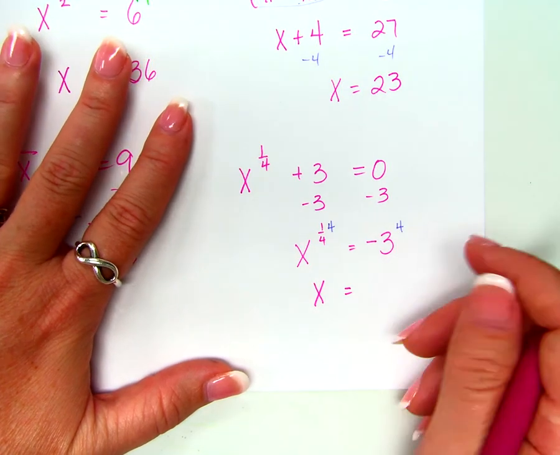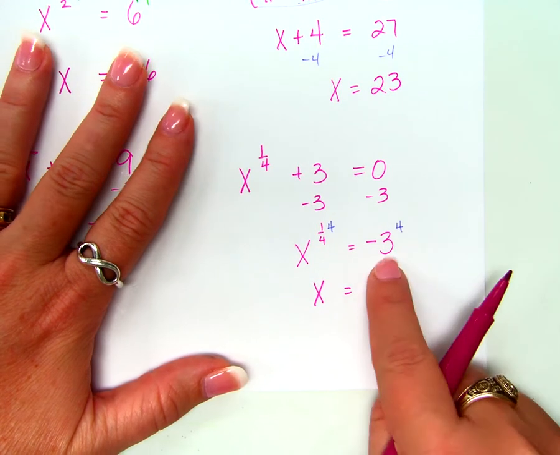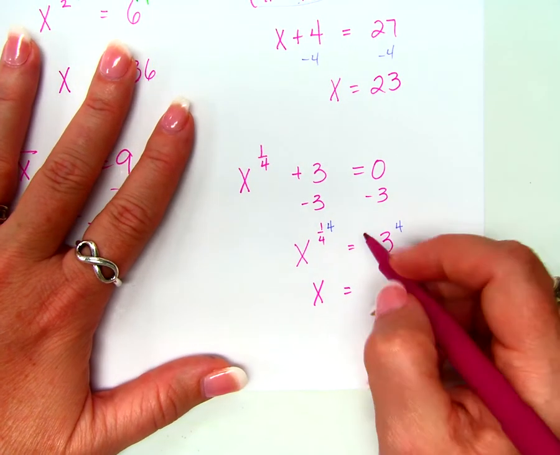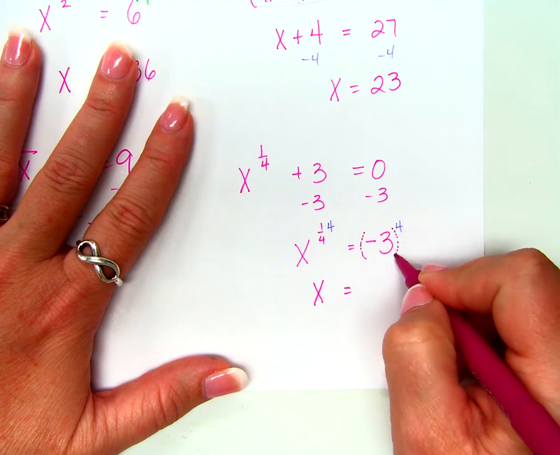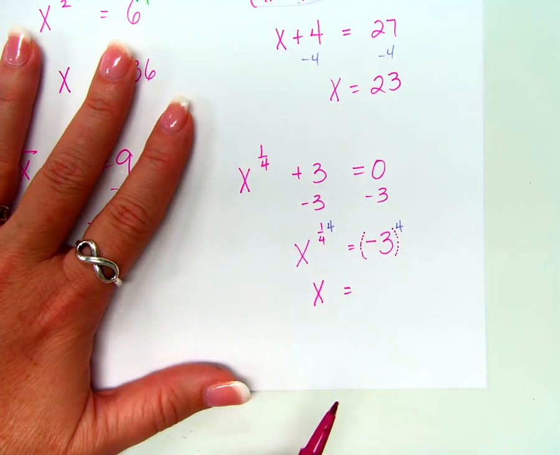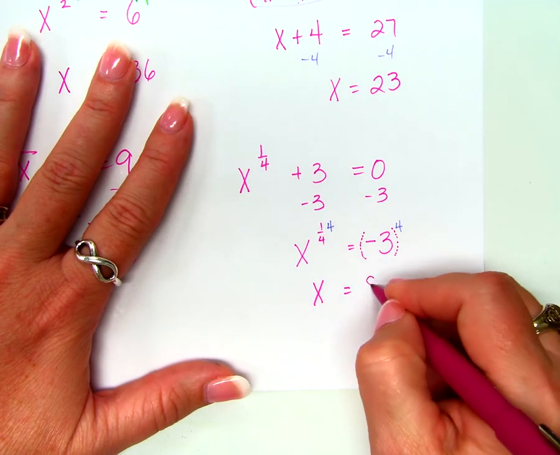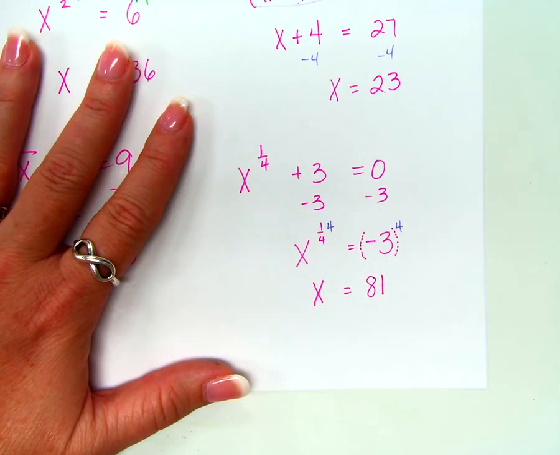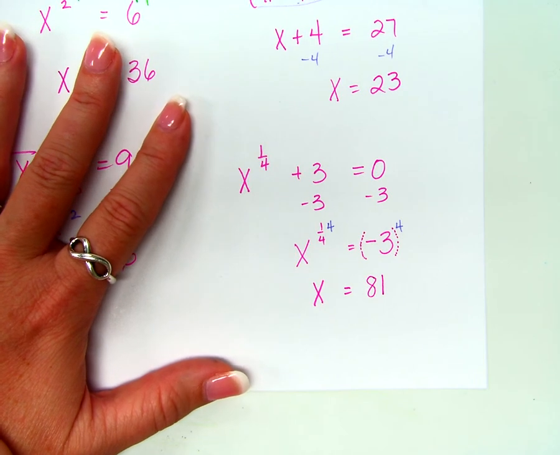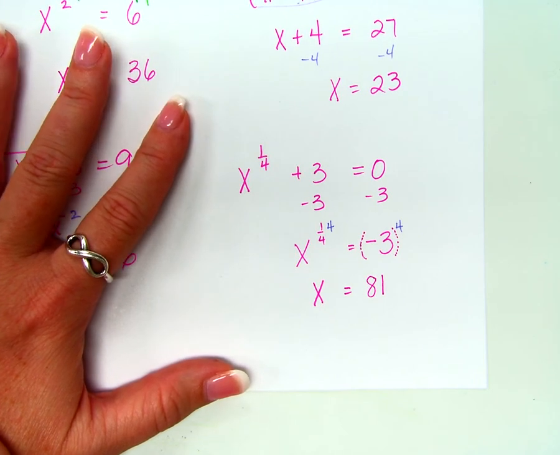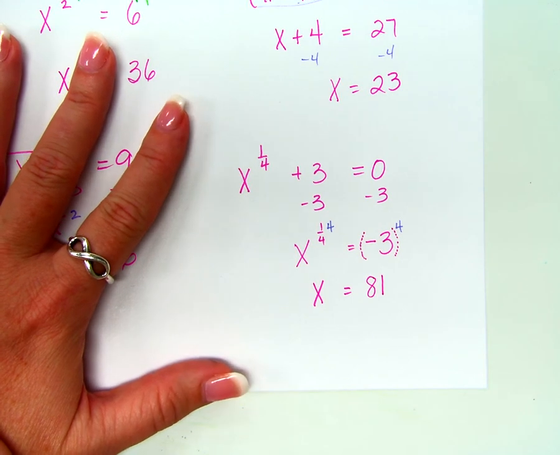Maybe you can do that in your head, maybe you can't. Maybe you need to use your calculator for that. If we use our calculator, what do we need to make sure that we put in? Right? Okay, so what is -3 to the 4th power? 81. Any questions? Anybody see a problem? What did we forget to do?